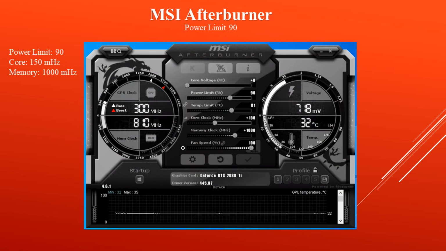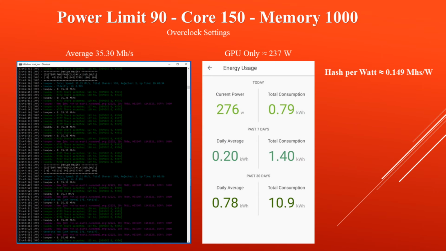Okay, so now let's go ahead and reduce the power, so dropping the power limit by 10. So I put the power limit at 90, I kept the core at 150, and the memory at 1000. Now I was averaging around 35.30 mega hashes, and the GPU itself was now pulling around 237 watts. So now the average hash per watt is about 0.149 mega hashes per watt.